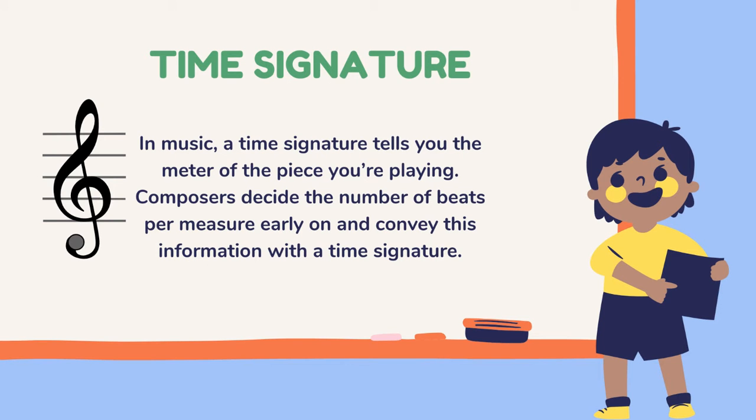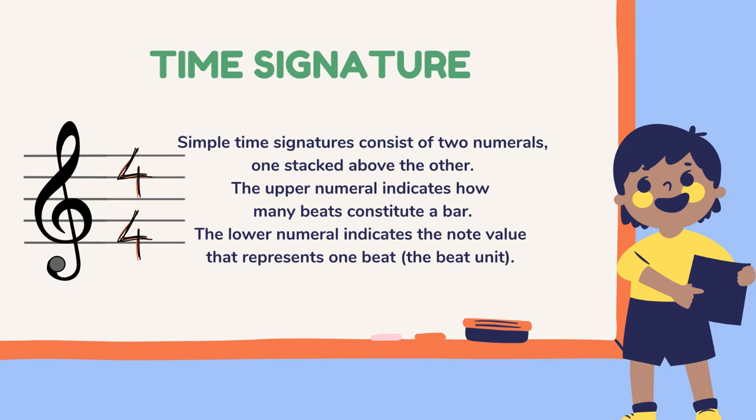On week 33, we learn about time signature. In music, a time signature tells you the meter of the piece you're playing. Composers decide the number of beats per measure early on and convey this information with a time signature. Simple time signatures consist of 2 numerals, one stacked above the other. The upper numeral indicates how many beats constitute a bar or a measure, and the lower numeral indicates the note value that represents one beat, the beat unit.